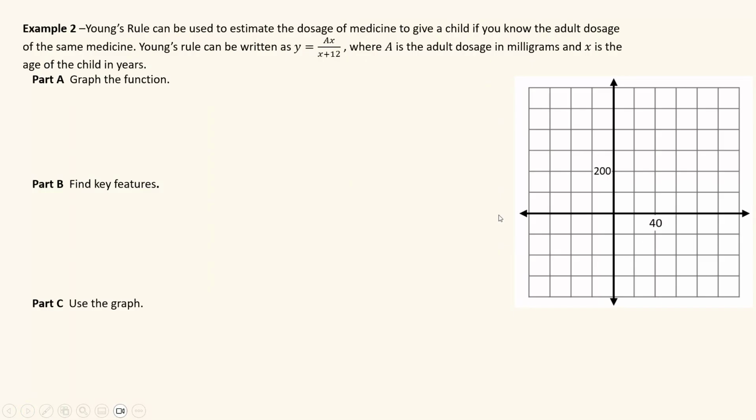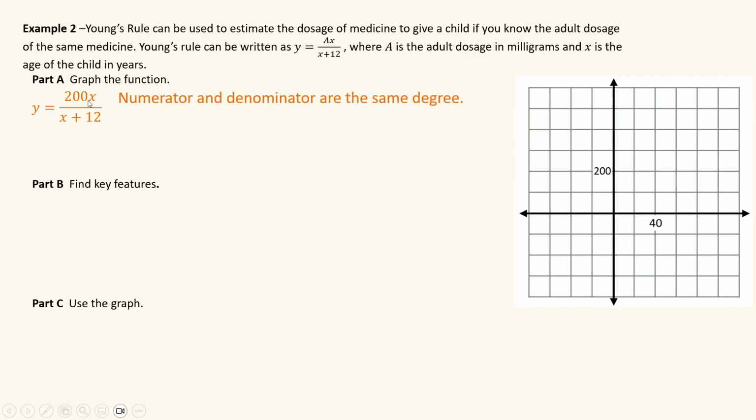Example 2. Young's rule can be used to estimate the dosage of medicine to give a child if you know the adult dosage of the same medicine. Young's rule can be written as y equals ax over x plus 12, where a is the adult dosage in milligrams and x is the age of the child in years. So to graph this function, we have y equals 200x over x plus 12.